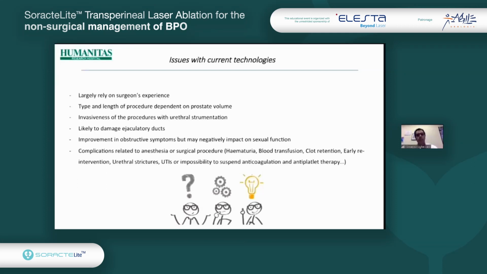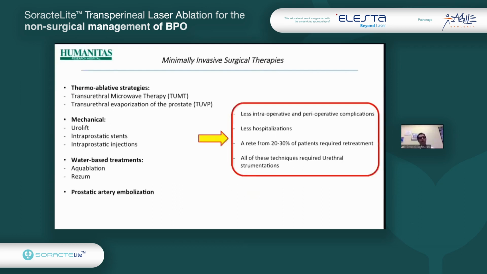There are indeed some issues with current technologies because all of these technologies rely on the surgeon's experience, and they all require urethral instrumentation, and they are likely to damage the ejaculatory ducts and to have a negative impact on the patient's sexual function.